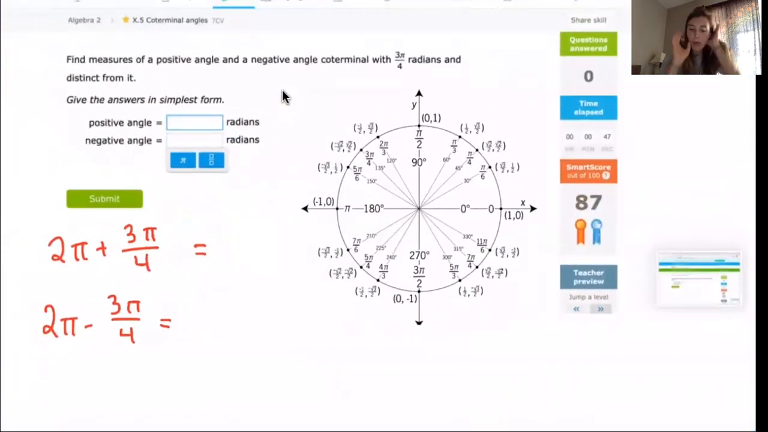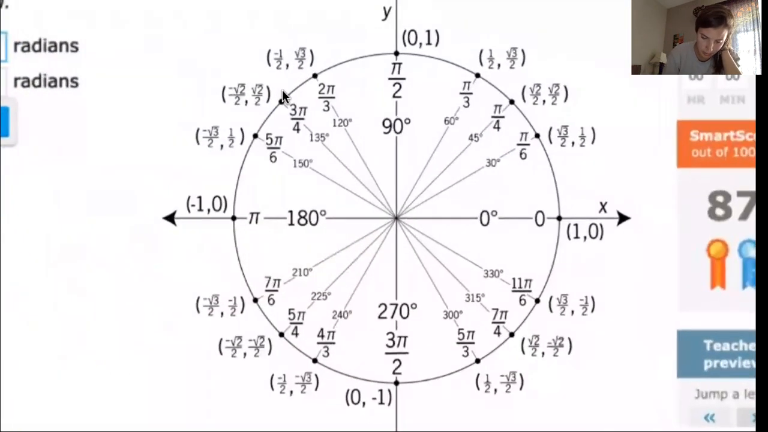Find the measure of a positive angle and a negative angle coterminal with 3 pi over 4 radians. Okay, same thing, but with radians this time. So let's first find 3 pi over 4 radians. Here's my initial side. Let's make this a little bit smaller. And then 3 pi over 4 is right there. So this is my angle.